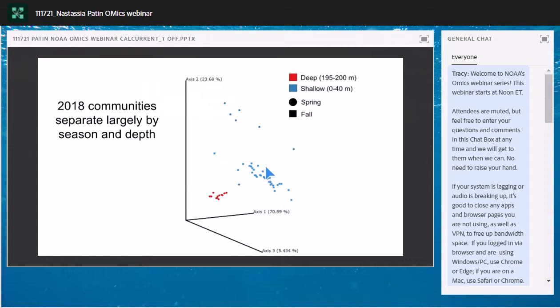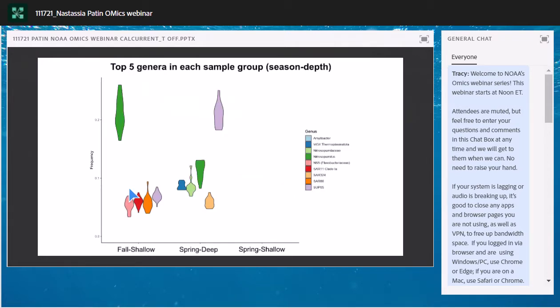You can see right away that the big separations are by depth. Our deeper samples cluster separately from the shallow samples. And then also by season. Our square fall samples are really forming their own group over here compared to the circular shallow samples. This will be a recurring theme in a lot of the slides I show, that season and depth are really driving our microbial community composition.